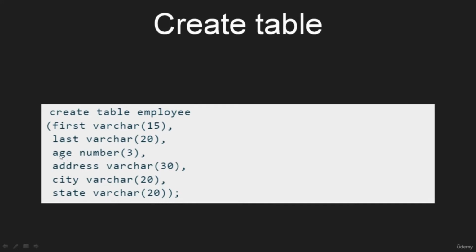After that, age. As I have told, age is an integer value, so we can specify it as number. Then we have address, which is varchar. Then we have city, which is varchar, and state, which is varchar. And you can see that within these values there are different parameters like 15, 23. These are the maximum number of characters that you can specify in those columns.